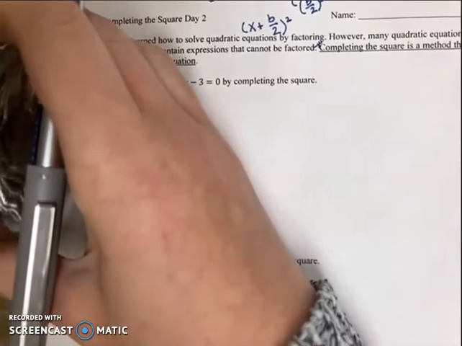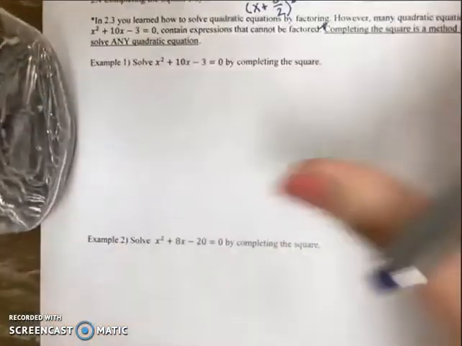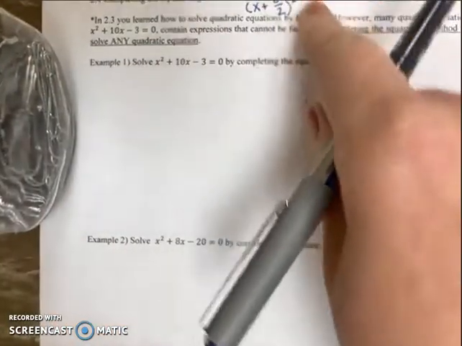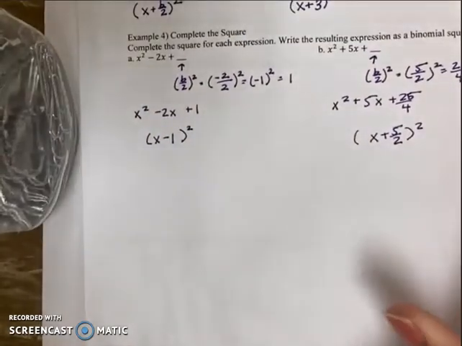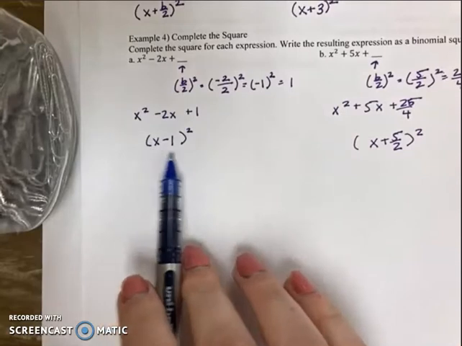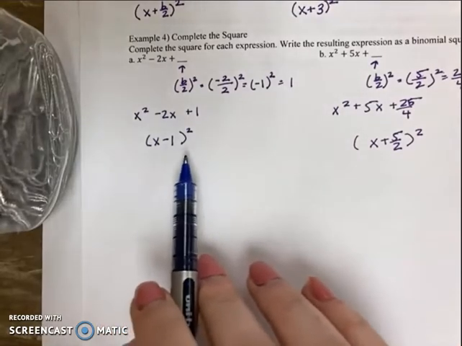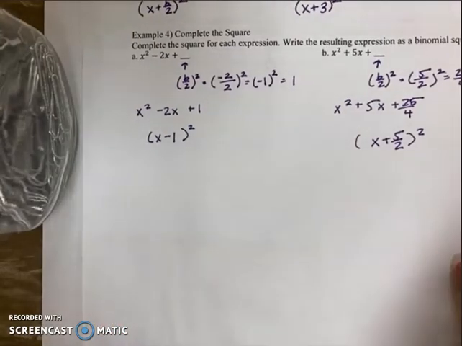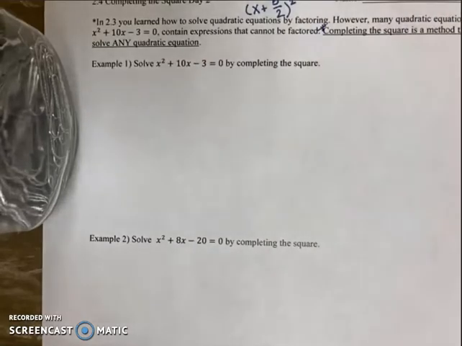Okay, let's see how we can use this to actually solve, because all we've done so far is rewrite it, and I'll show you the notes from yesterday. All we did so far was rewrite it as a binomial. We didn't actually solve for anything. That's what today's notes is focusing on.